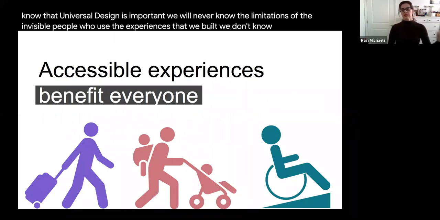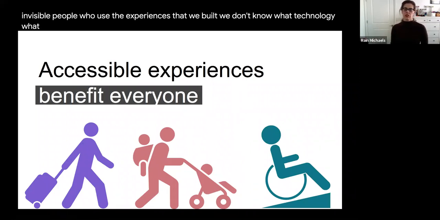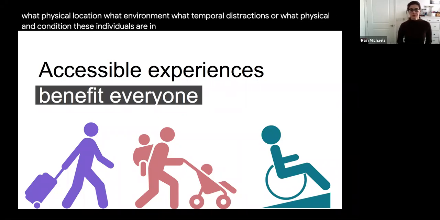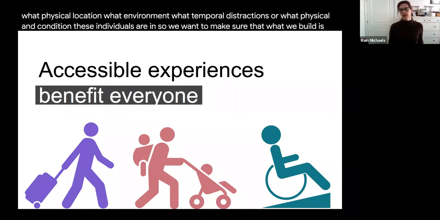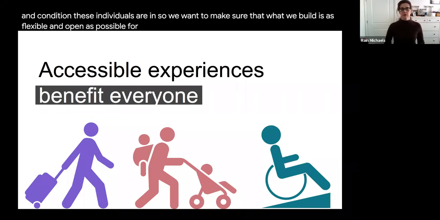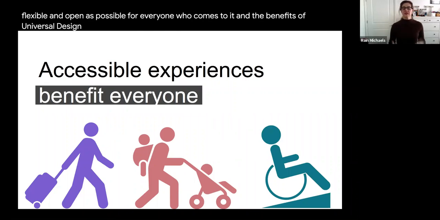We don't know what technology, what physical location, what environment, what temporal distractions, or what physical condition these individuals are in. So we want to make sure that what we build is as flexible and open as possible for everyone who comes to it. And the benefits of universal design are something that we widely understand and value.